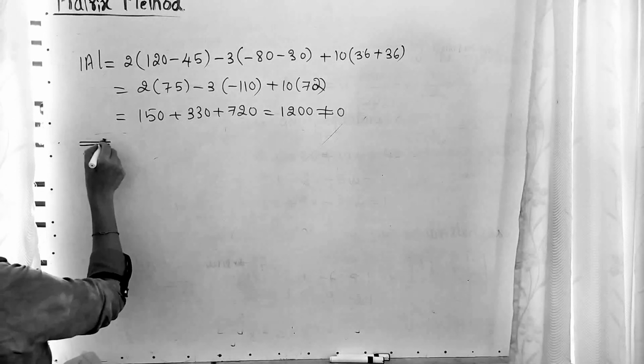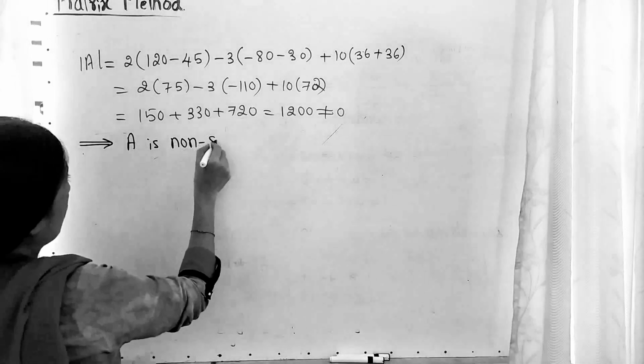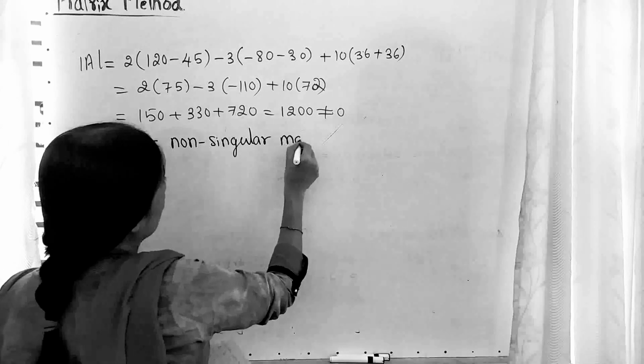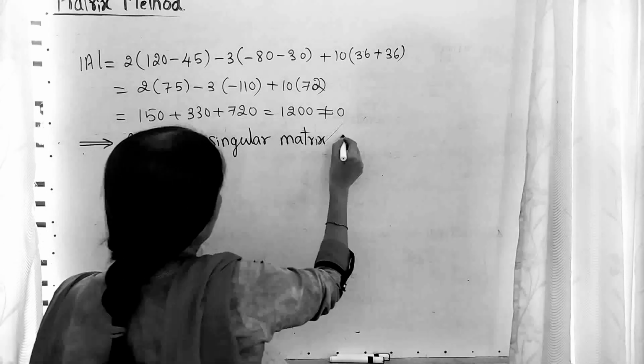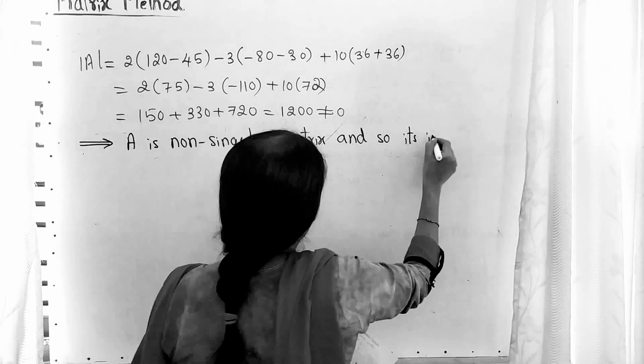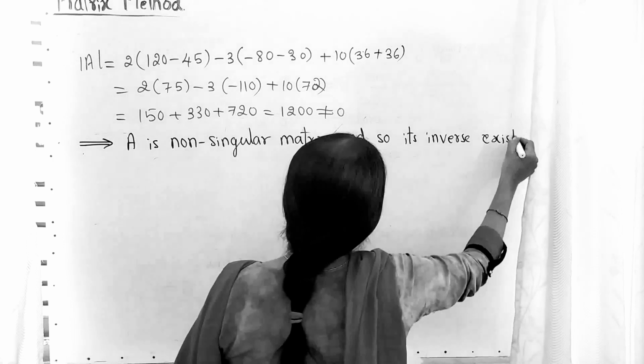This implies A is a non-singular matrix, and so its inverse exists.